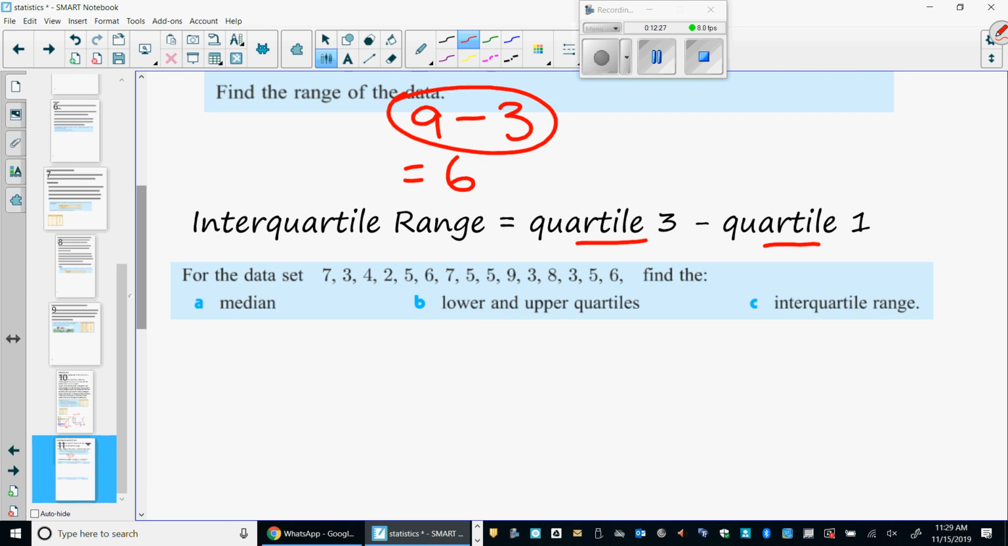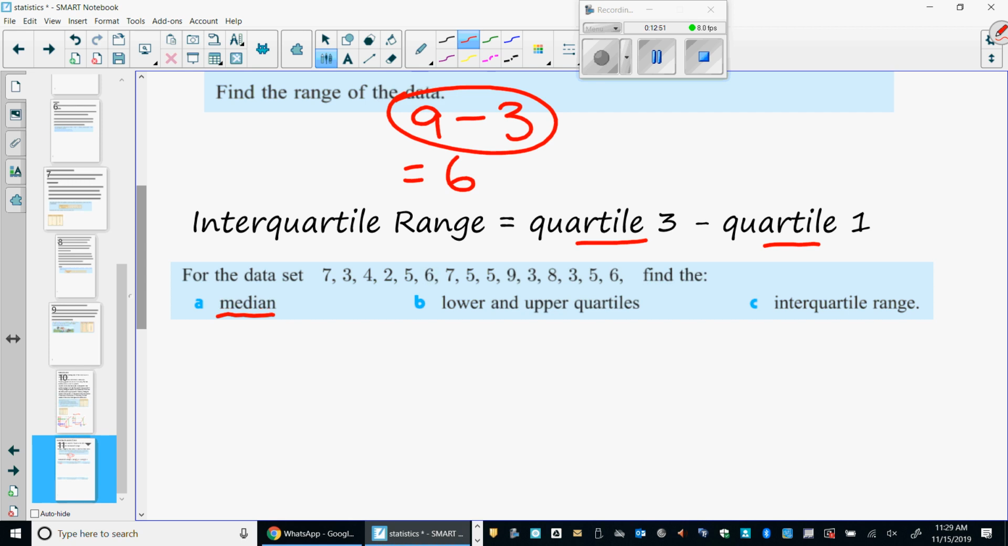Here's an example. For the data set, find the median, the lower and the upper quartiles, and the interquartile range. Whenever we're looking at medians, what do we have to do with our data first of all? It's something that people generally forget. Amy? Put it in order. So let's make sure we're putting this in order.